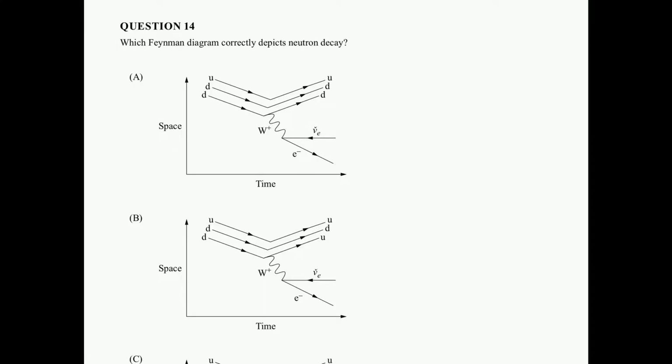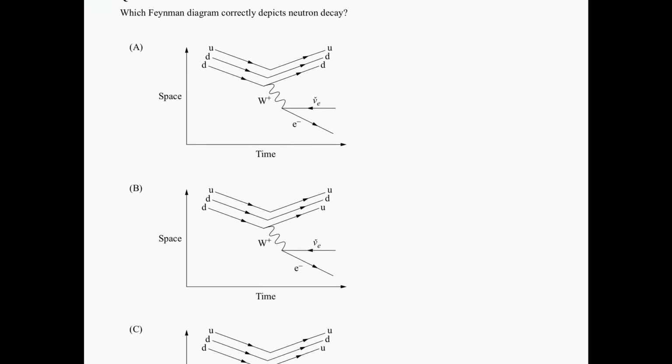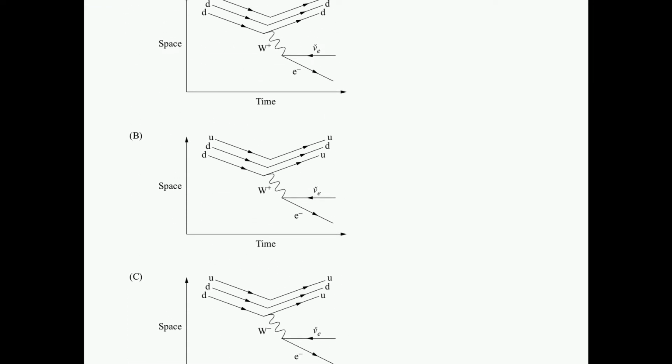All right, so question 14, which Feynman diagram correctly depicts neutron decay? Again, this is one of those you're given to memorize. The important thing to know when looking at these Feynman diagrams is that a neutron is an up and 2 downs, and a proton is an up, up, down.